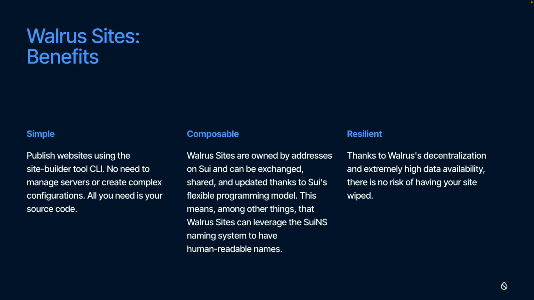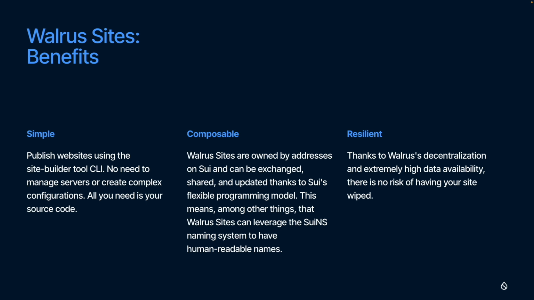Deploying a Walrus site is as easy as using our site builder tool, CLI. There's no need to manage any servers or create any complex configurations. All you need to do is upload your source code to Walrus. And because Walrus sites are powered by SUI, every individual Walrus site is owned by an address on SUI and therefore can be exchanged, shared, updated, and anything else that you can do with objects on SUI.